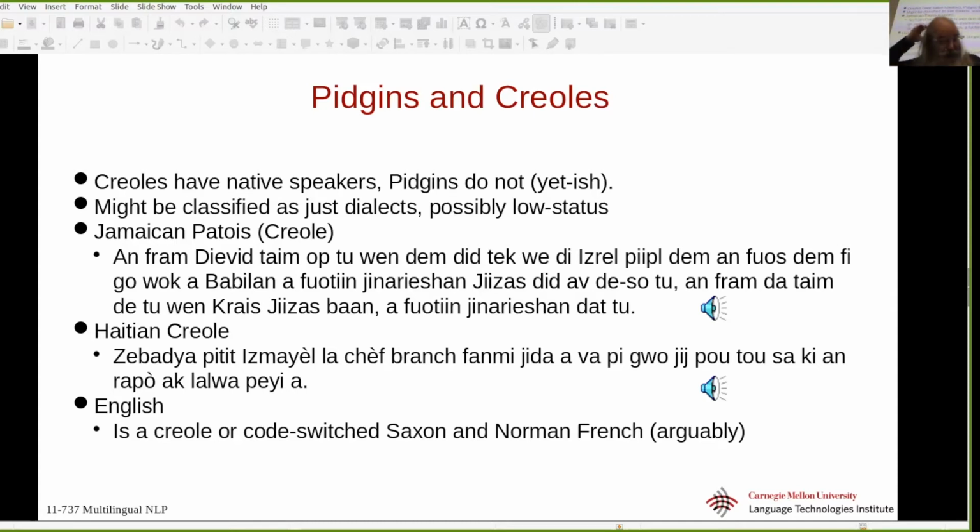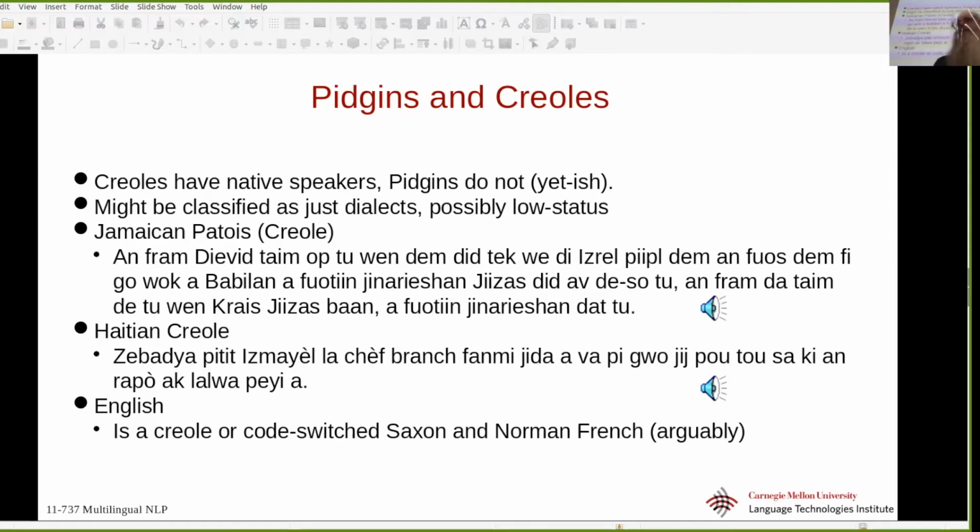Similarly, in the same area, Haitian Creole, often just called Creole, is the language that's spoken in Haiti. It is derived from French. Some people consider it to be not a real language and just a bad version of French. Other people say, no, it's quite distinct.